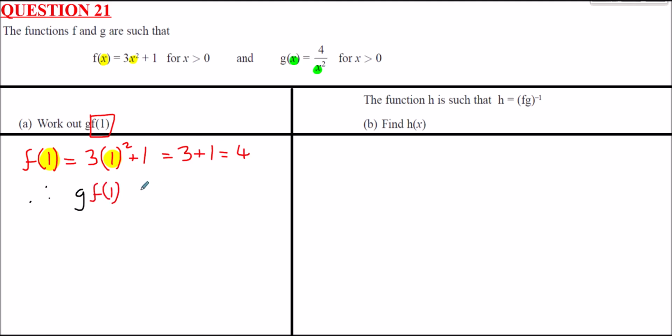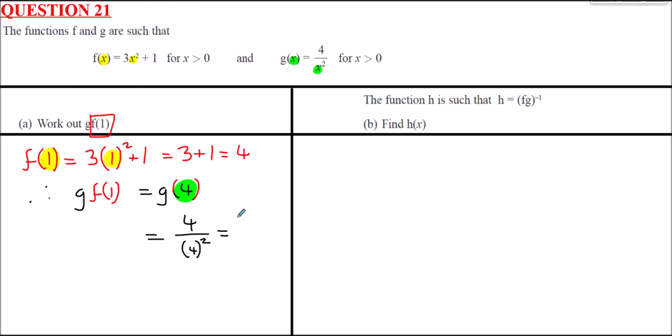So therefore, gf of 1, that's the same as saying we want to work out what g of 4 is, because f of 1 is 4. So then it's just remembering what g does. g of the input is always going to be 4 divided by what is in brackets squared. So here in the brackets wasn't the x, it was a 4. So instead of being 4 divided by the x squared, it's going to be 4 divided by this 4 squared, because 4 is in the brackets.